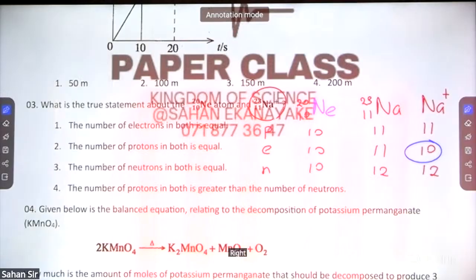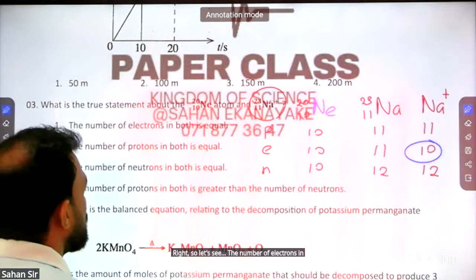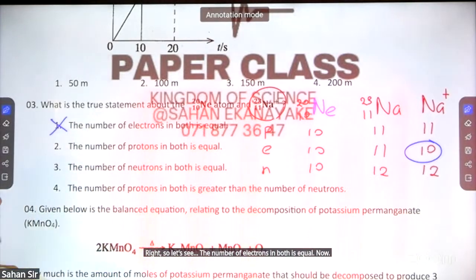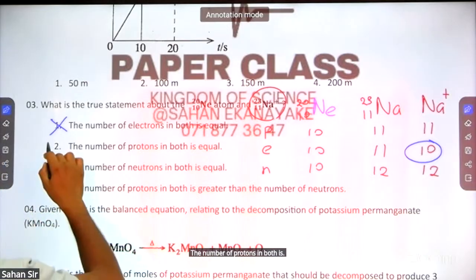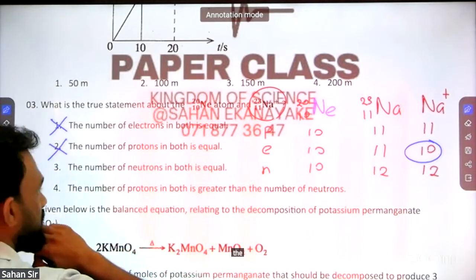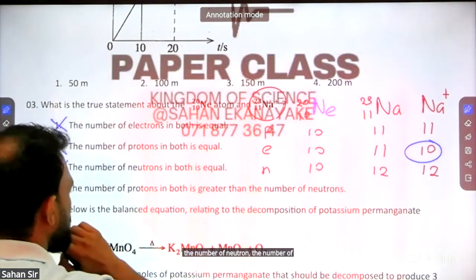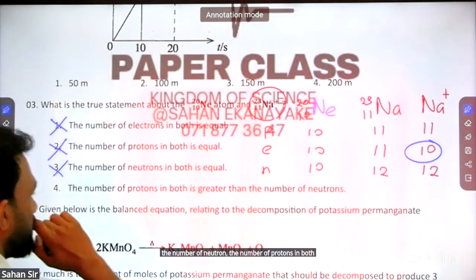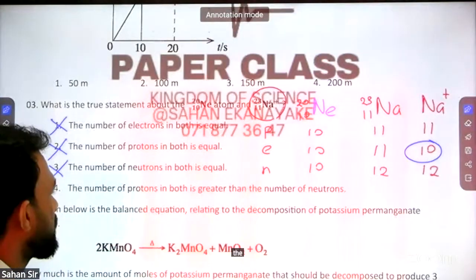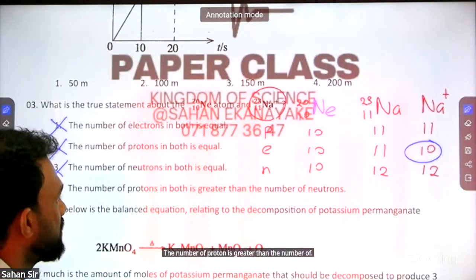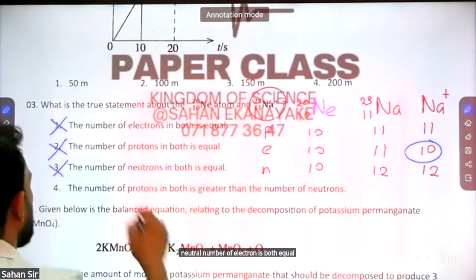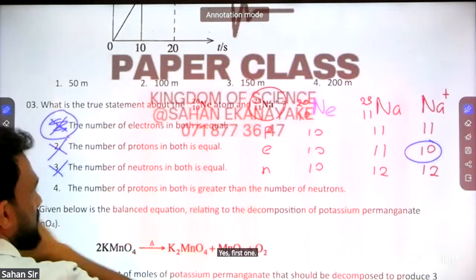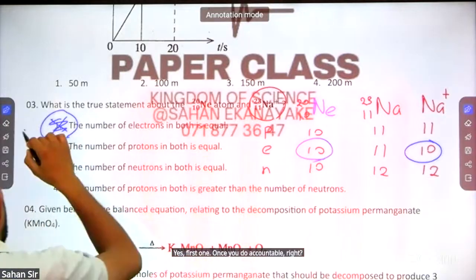So let's see. The number of electrons in both is equal? No. The number of protons in both is equal? No. The number of neutrons? No. The number of protons in both is greater than the number of neutrons? The number of protons is greater than the number of neutrons? No. The number of electrons in both is equal. Yes, the first one. The answer is the first one.